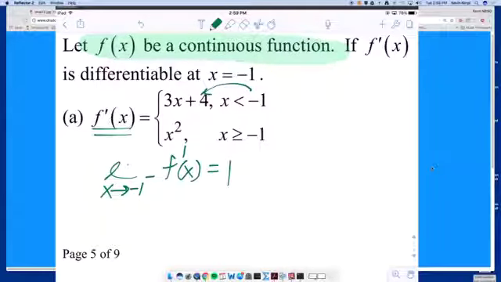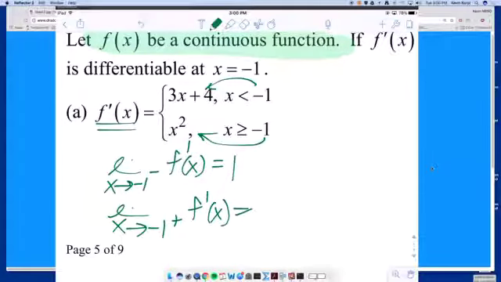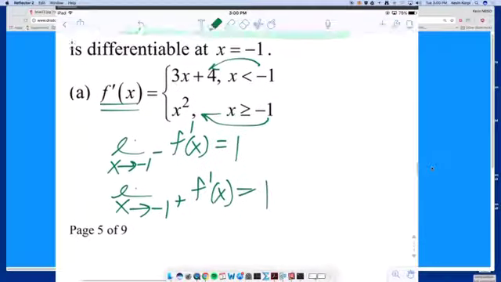+1. So this function's connected, and as the graph comes in from the left side of -1, the slopes are gradually merging into a slope of 1. Let's see what happens on the other side. The limit as x goes to -1 from the right-hand side of f prime of x. You plug in your -1 on this side, and you get -1 squared, which is 1. Does 1 equal 1? Yeah.